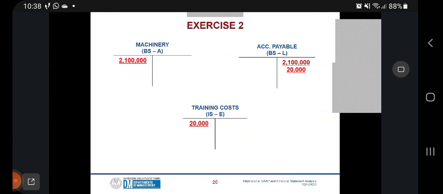Update the accounts. First of all, credit side 2.1 million as machinery, balance sheet asset side, and then in order to hold the equation, account payable for the same amount. Training cost, always income statement, 20,000, and then in order to hold the equation, account payable for 20,000.